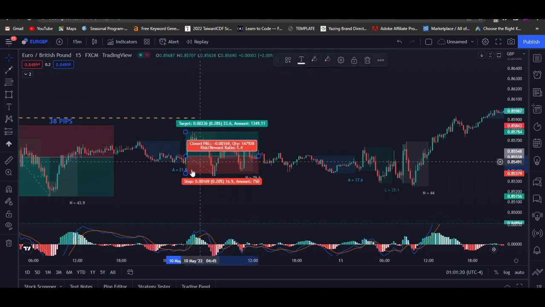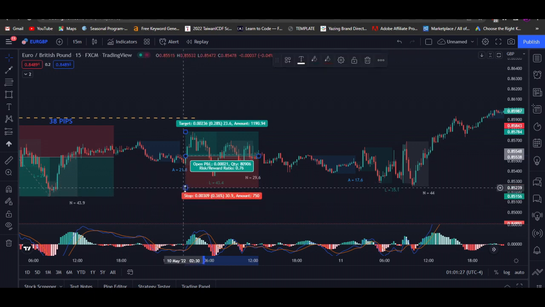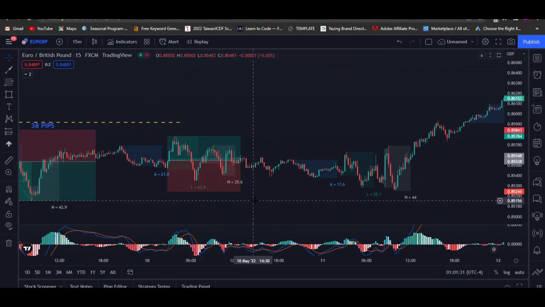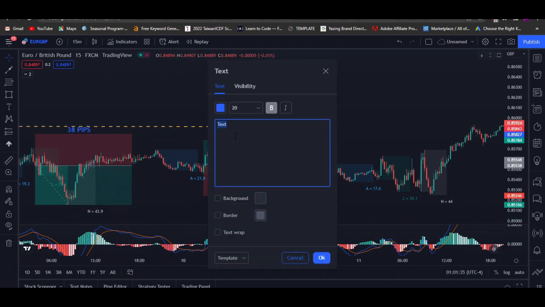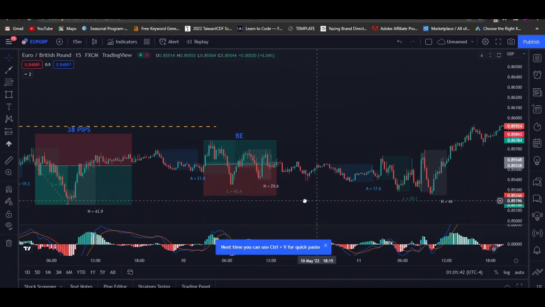and price went up for 23 pips, which would have given us a break-even trade, since we break even at 20 pips. So this was a break-even trade. Let's mark it as break even, right there.